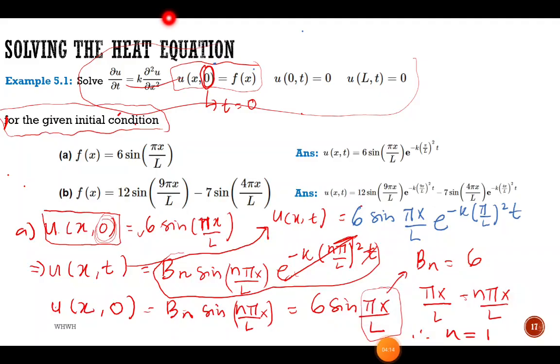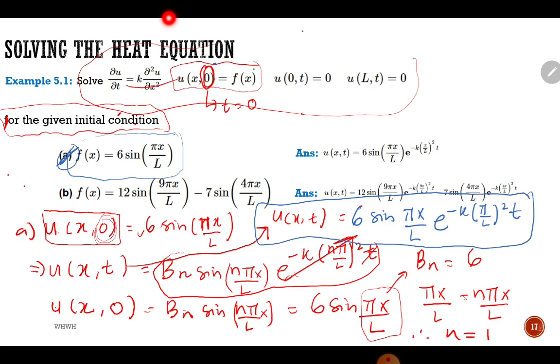Okay, for the PDE where the initial condition given to us f(x) equal to 6 sin pi x over L, so this is the answer. Given our initial condition f(x) equals to 6 sin pi x over L, u at t equals to 6 sin pi x over L e the power of minus k pi over L square t. Alright, so now tengok yang B pula.